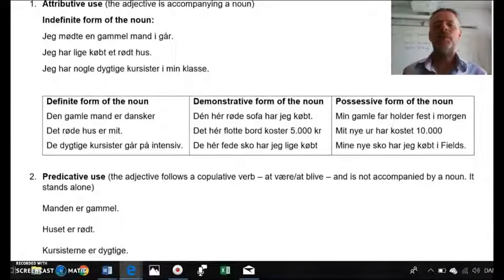And the possessive form of the noun. Min gammel far holder fest i morgen. My old dad is giving a party tomorrow. Mit nye ur har kostet 10.000. My new watch was 10,000 kroners. Mine nye sko har jeg købt i Fields. My new shoes I've bought in Fields.